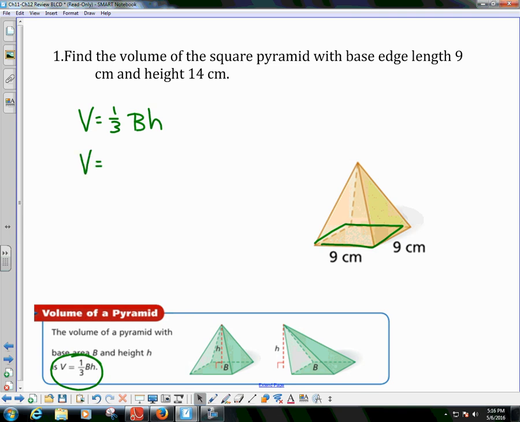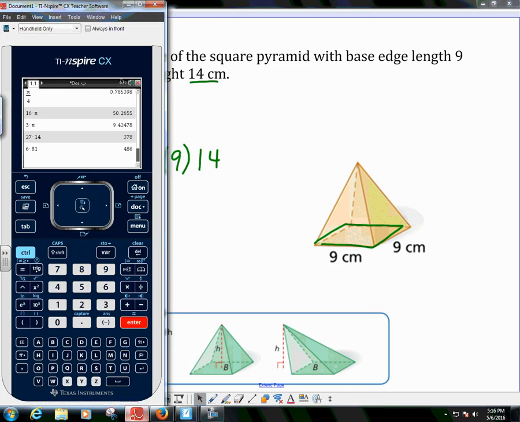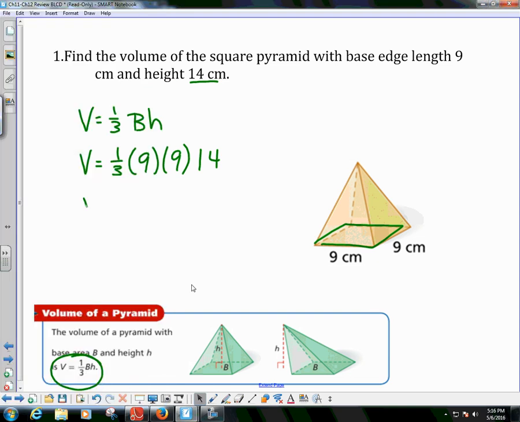So volume equals 1/3, and 14 was given to us in the actual formula. I'm going to go straight to my calculator and do 1 divided by 3 times 9 times 9 times 14, which gives me 378. My volume is 378. It's volume, so it's cubic centimeters. Make certain that we watch the units for these.